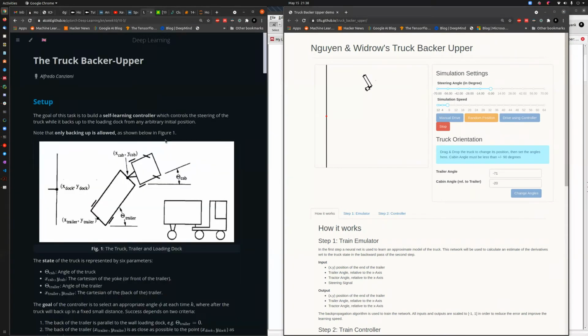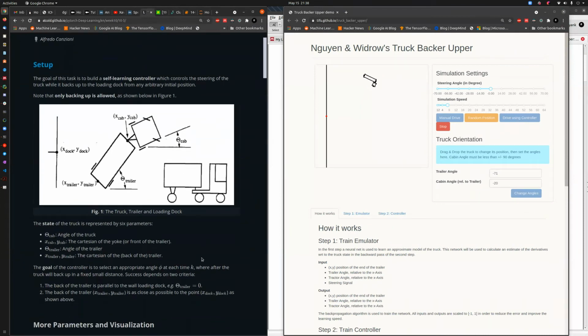So the point here is to move this point, which is called, I don't know, what is the term for this? Yeah, the back of the trailer. This is the back of the trailer, and this is a truck. This is the front of the truck. This is the back of the truck, and the goal is to simply dock the back of the trailer to this point. That's the docking station.